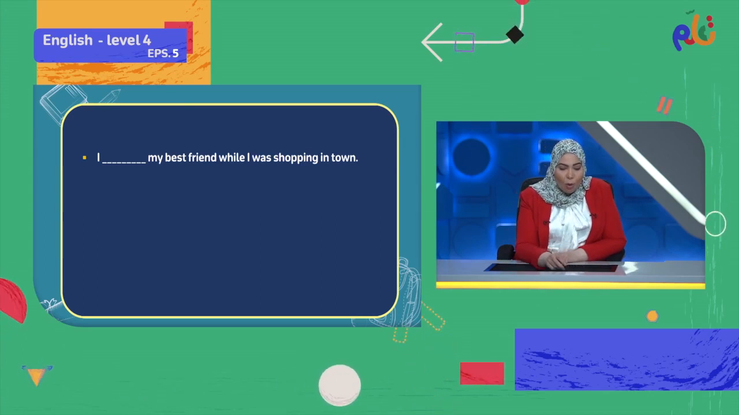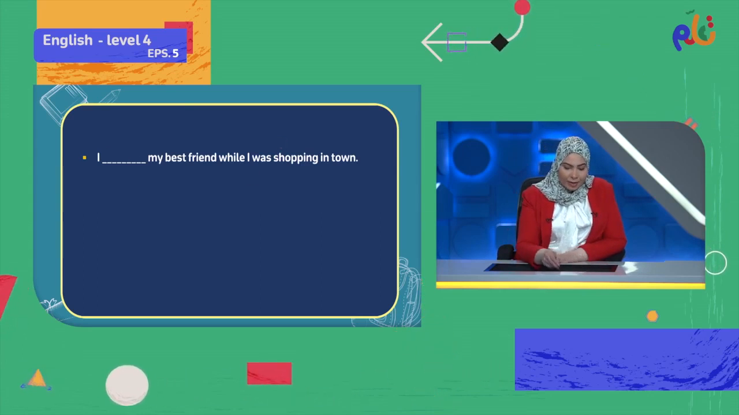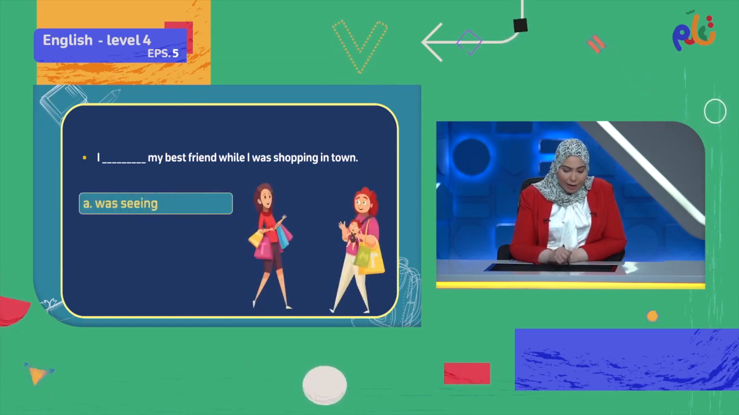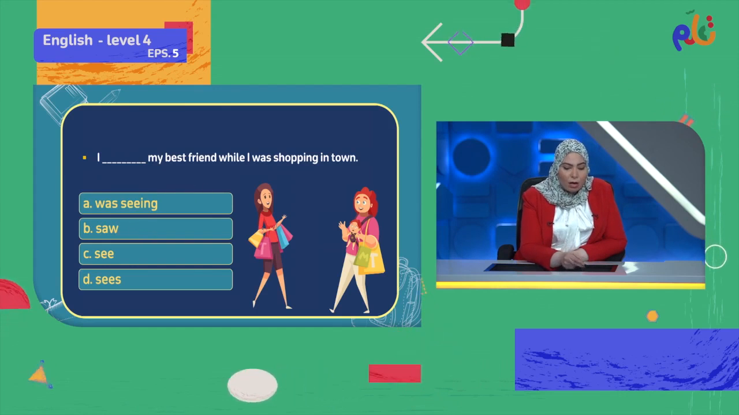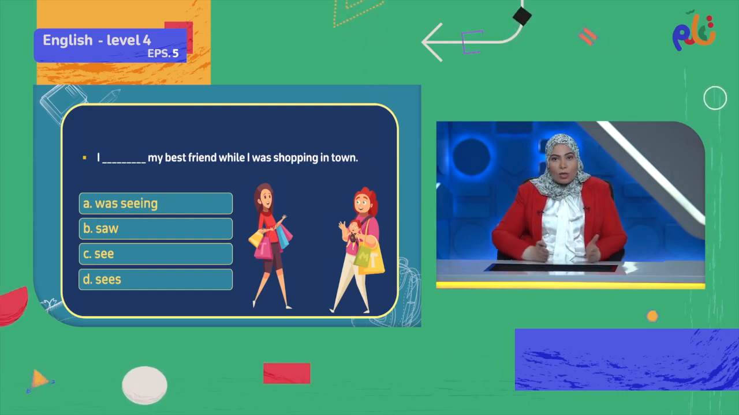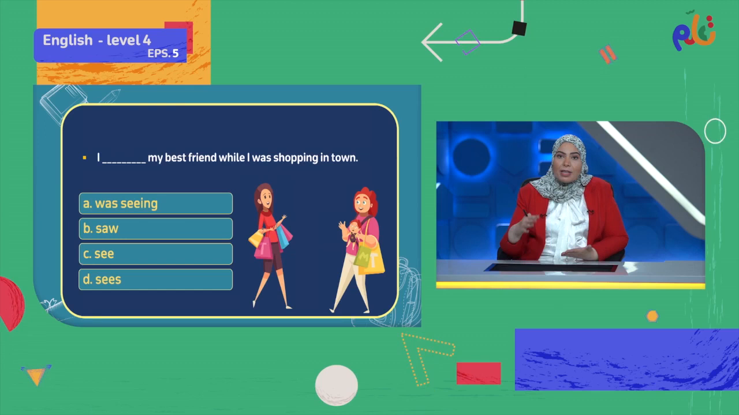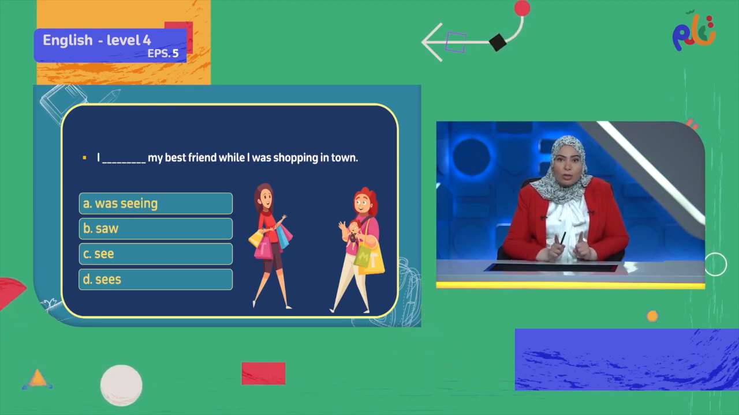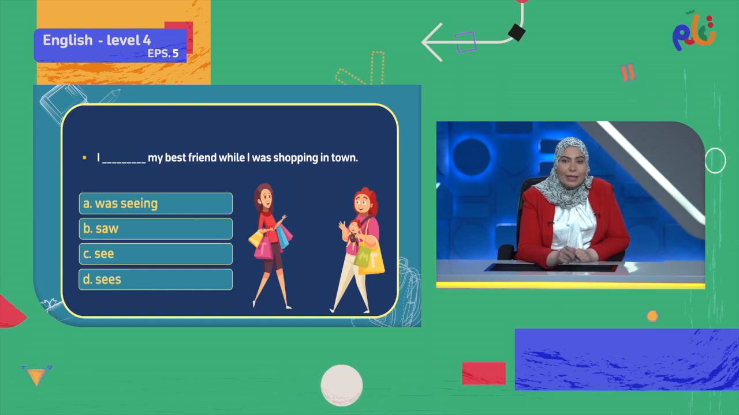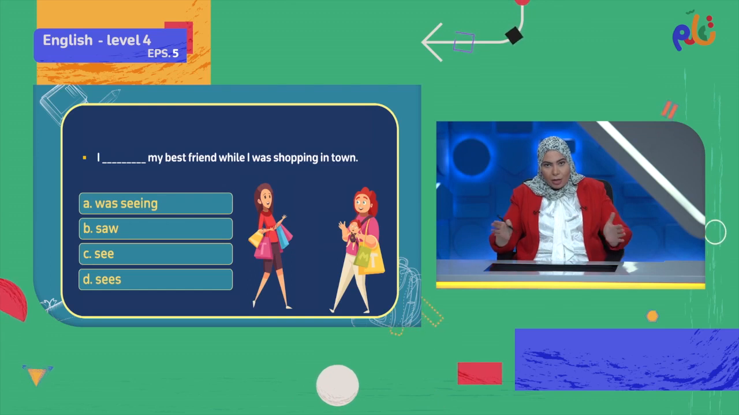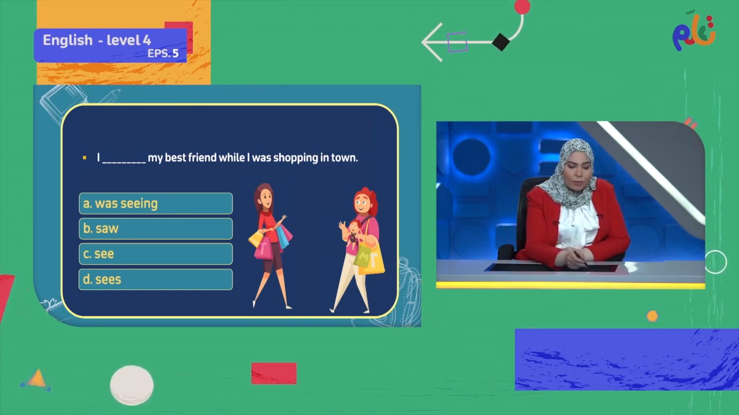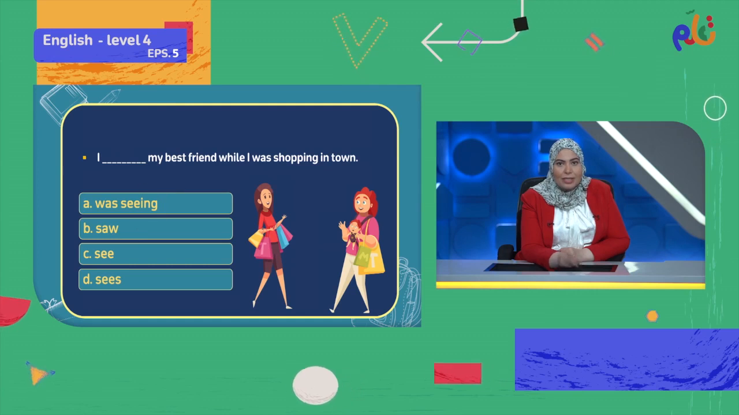So here we have: my best friend, while I was shopping in town. This is the first sentence. And the options that we have are was seeing, saw, see, or sees. So here we're talking about something that took a long time and something that interrupted it, something that happened in the middle. Which one took the long time? The shopping or the seeing? So normally we're talking about shopping, shopping, shopping, shopping. In the middle of this shopping, the action, which is see, happened.